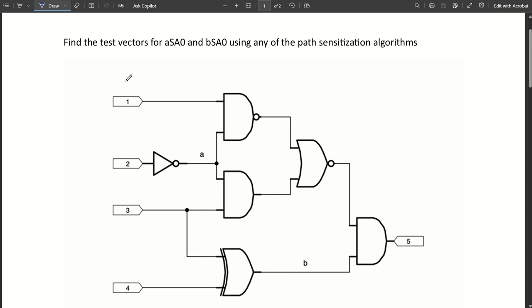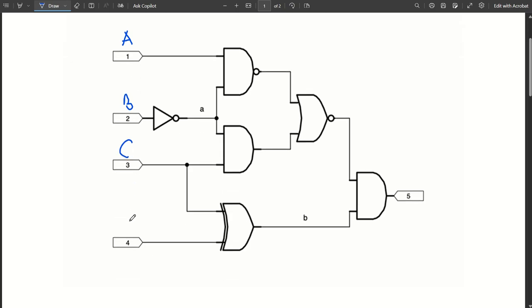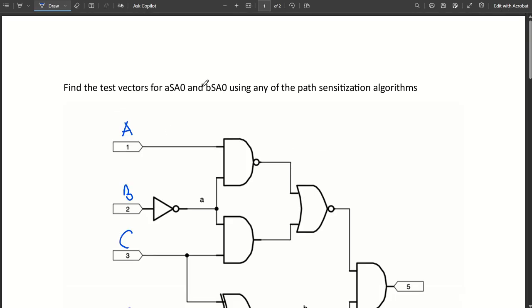Okay. Now, for the sake of readability, I'm going to represent the inputs by letters instead of numbers. So let's call this one A, and let's call this one capital B. Let's call this one capital C, and let's call this one capital D. Okay. Now, let's do A stuck at 0 first.